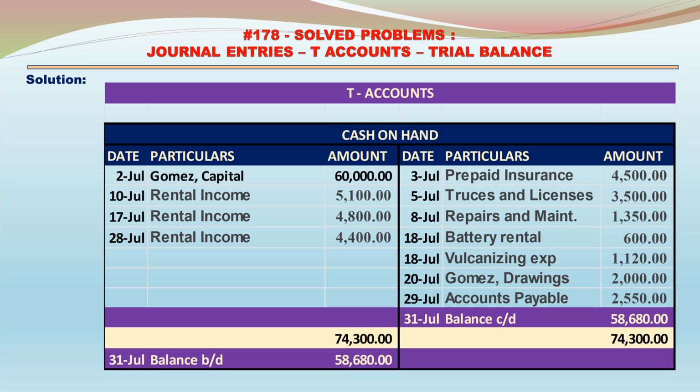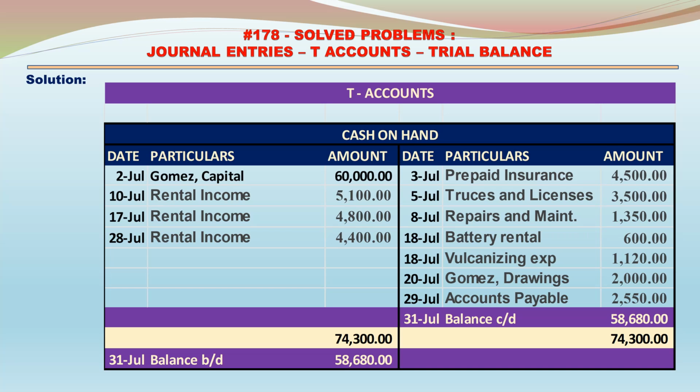Solution. T accounts, cash on hand account. On the debit side, 2nd July Gomez Capital 60,000, 10th July rental income 5,100, 17th July rental income 4,800, 28th July rental income 4,400, total receipts 74,300.